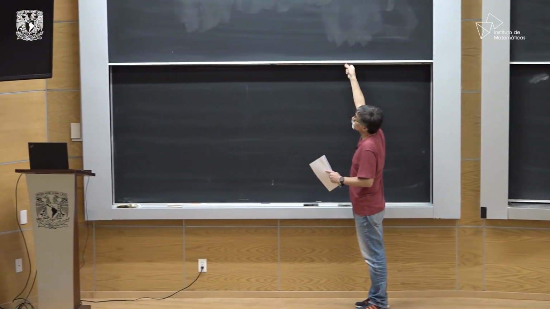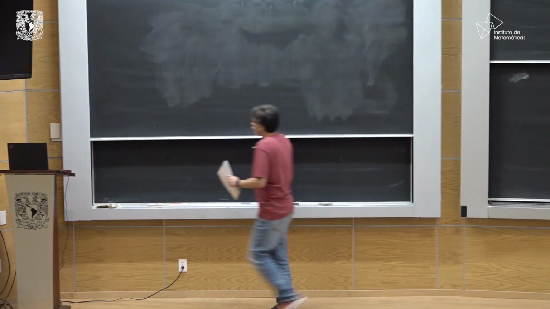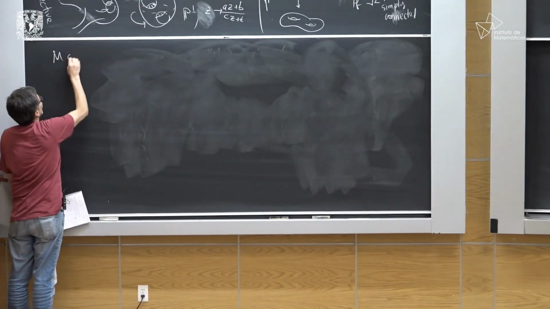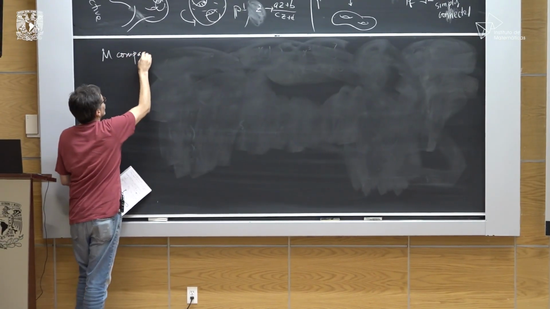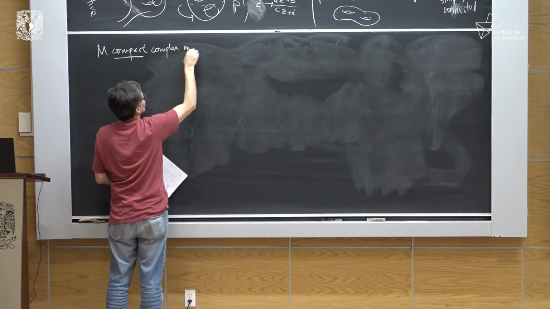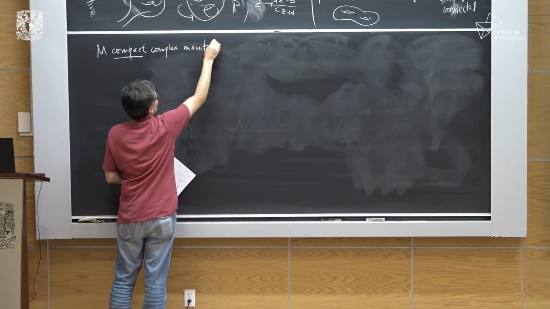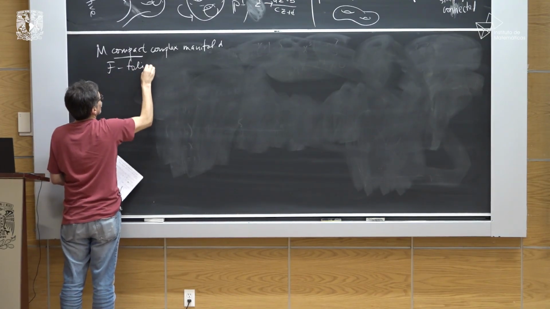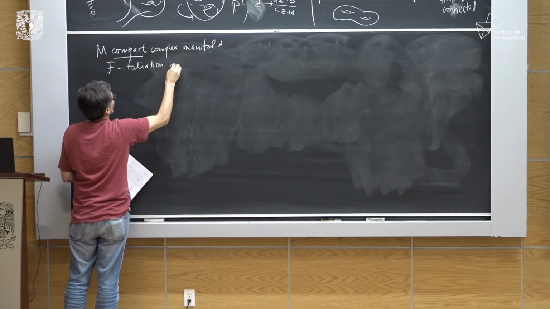So these are curves. And I will abandon the curves, and I will talk about foliations on manifolds. So I will take M, in general, a compact complex manifold. And I will consider F a foliation by curves on M.